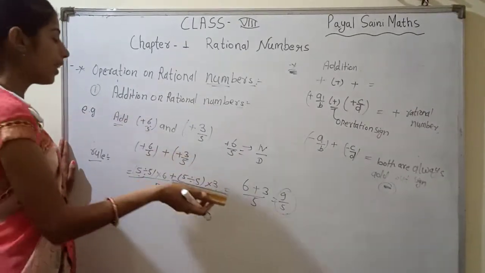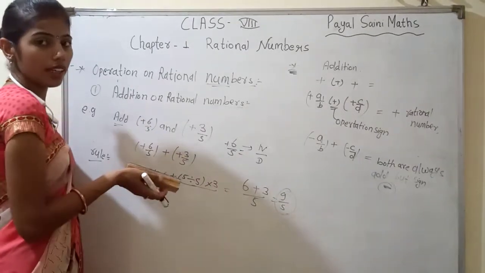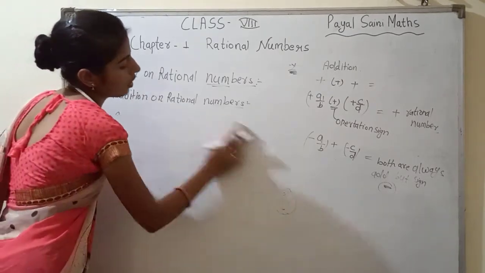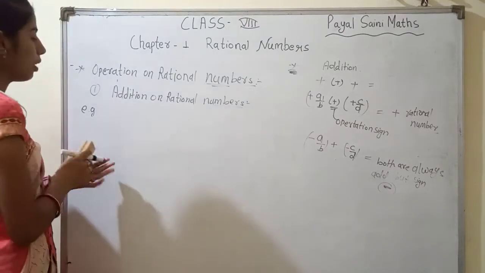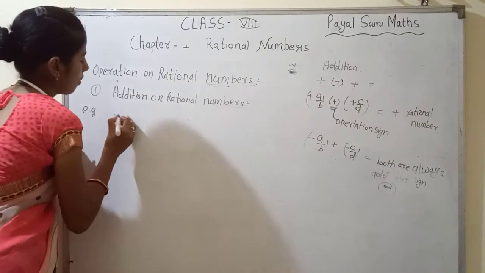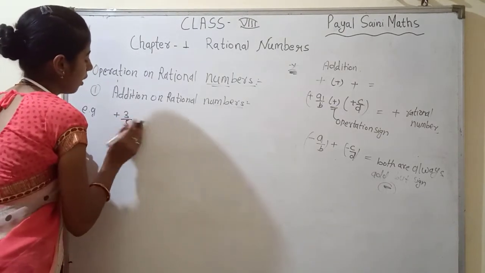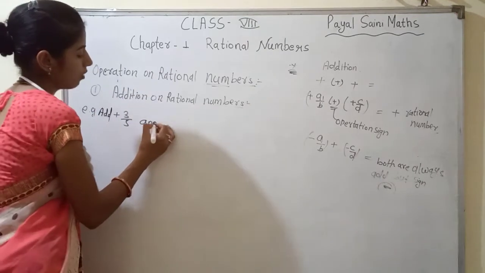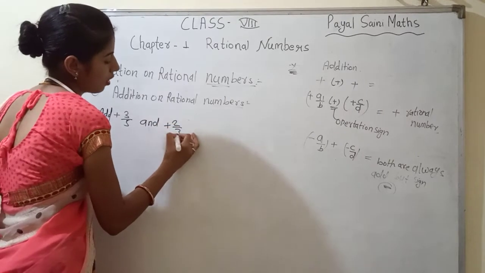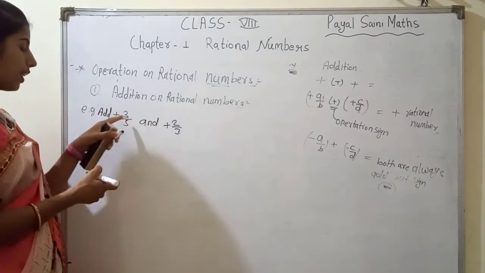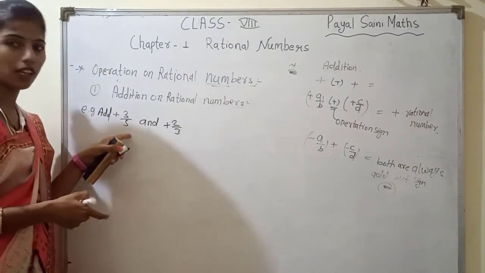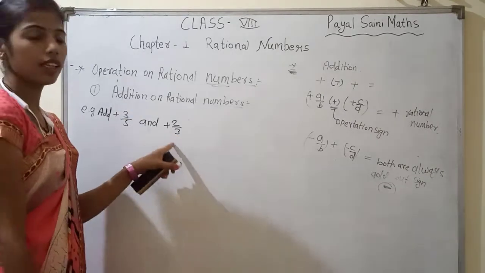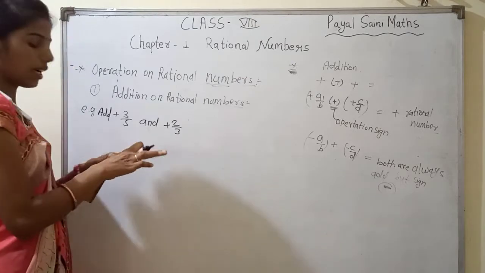Now we take the next example. If our denominators are not equal, then how do we solve? It's very easy to solve. The next example I will take is plus 3 by 5 and plus 2 by 3. You can see in your first rational number, 3 by 5, the denominator is 5, and in your second rational number, the denominator is 3. Then how do we solve? It's very easy.